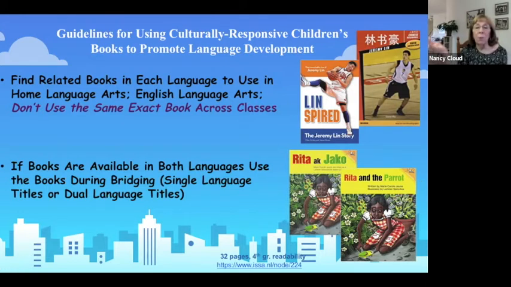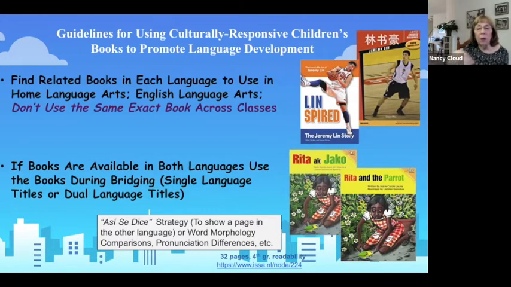So we want the books to be available in both languages, and we can use them during bridging, but we don't want to distract kids when we're doing language arts in a particular language. We'd like to be all in that language if at all possible. Okay, and remember last time we saw with Primer Día en las Uvas, or First Day in Grapes, a teacher do the Así se dice strategy, where she showed a page that they had read in Spanish, and then she showed what the page read like in English, and the kids saw the differences between the English and the Spanish.